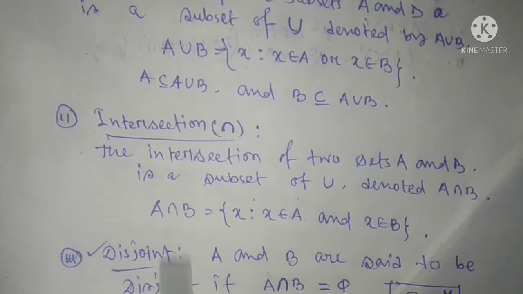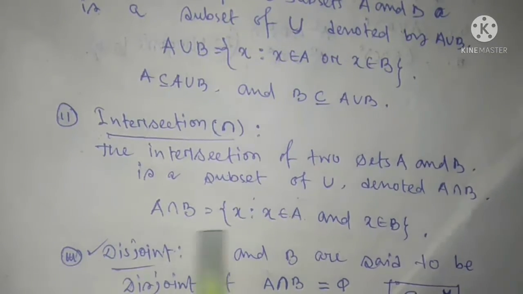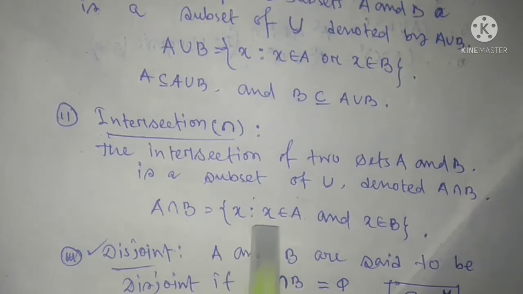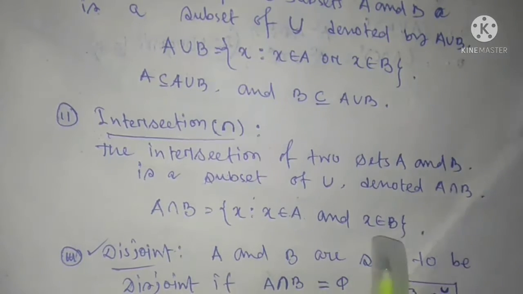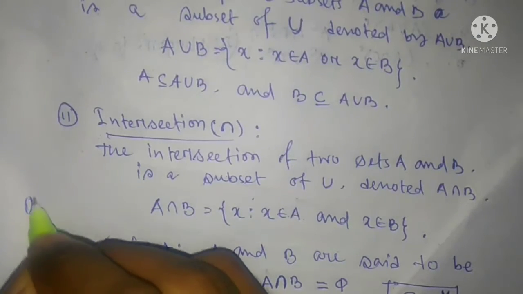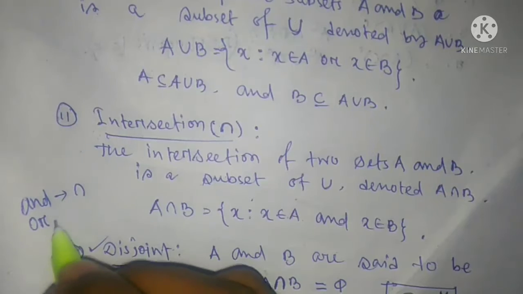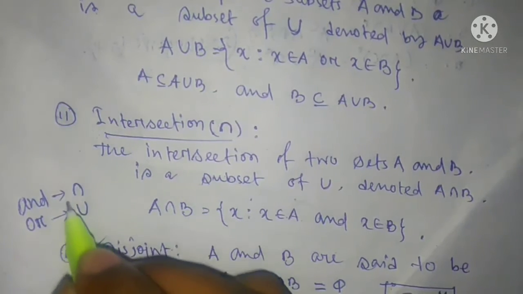Now A intersection B. Intersection consists of the common elements between the two sets A and B. How do we read it? x such that x belongs to A and x belongs to B. So you can tell that this is intersection and that is union.